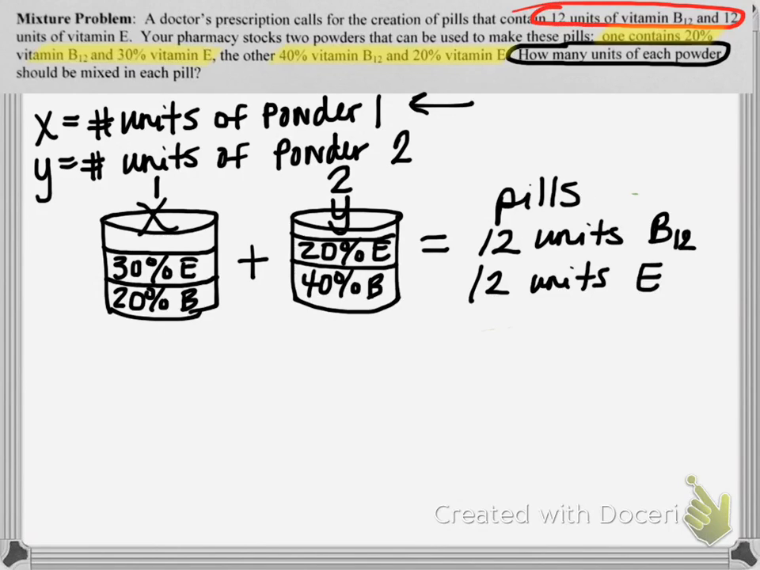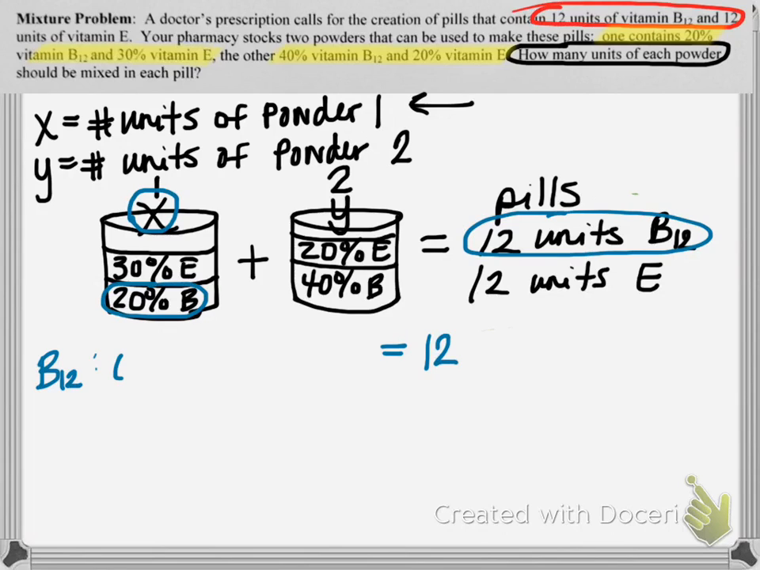We're going to start with how much vitamin B12 I want. I could even mark my first equation as a vitamin B12 equation. I want in the end to have 12 units of vitamin B12. So now we just need to figure out how much vitamin B we have in each of my canisters. For the first powder, I have X units in this canister, but it is 20% vitamin B. So 20% of X would be 0.20 times X. My second canister, I have Y units of powder 2, and it is 40% vitamin B. So that would be 0.40Y, and that's equal to 12, how much vitamin B I want in the end.